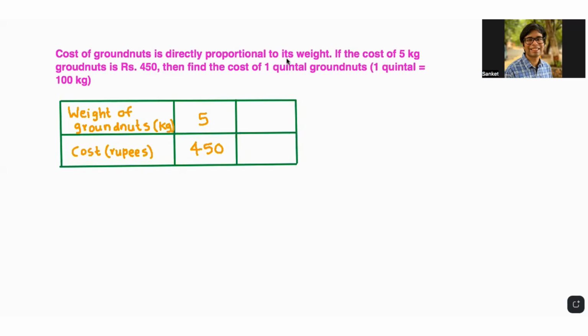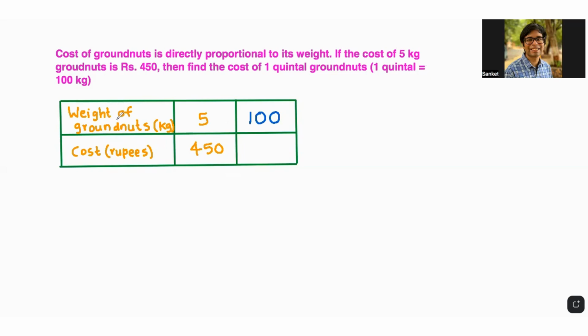If the cost of 5 kg groundnuts is 450, so if the weight of groundnuts is 5 kg, my cost is rupees 450. I'm putting it in a table for my own understanding. Then find the cost of 1 quintal groundnuts. And they have given us the conversion. 1 quintal means 100 kgs. So if the weight of groundnuts is 1 quintal, that means 100 kgs, I want to find how much will it cost.